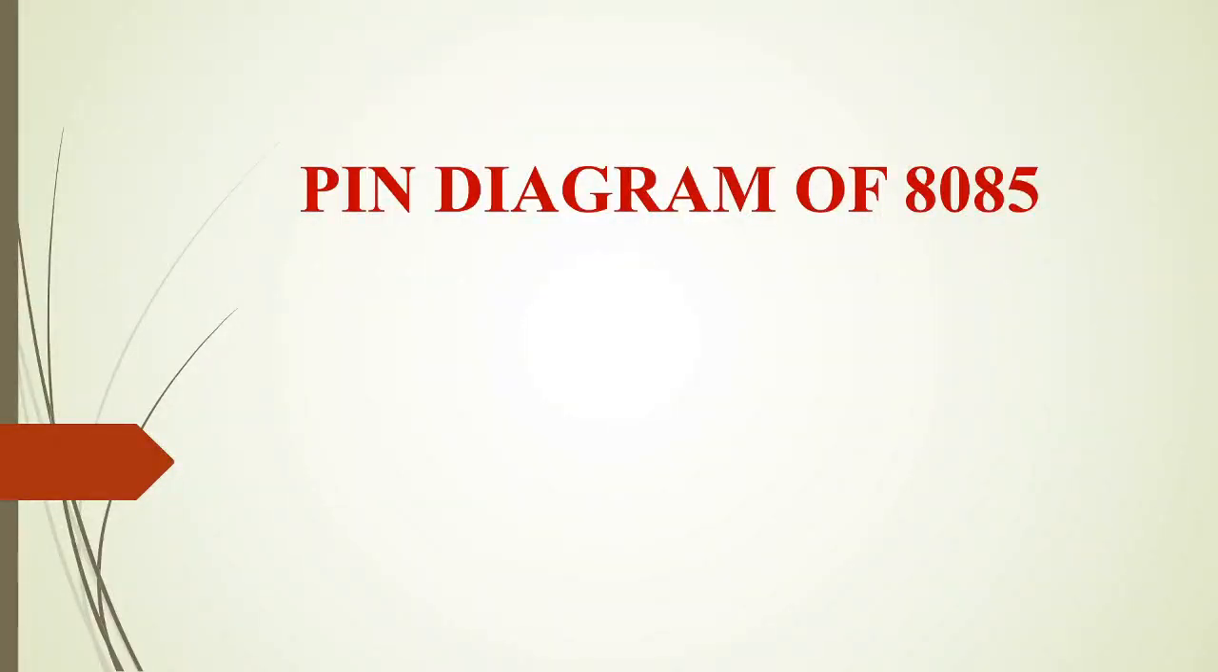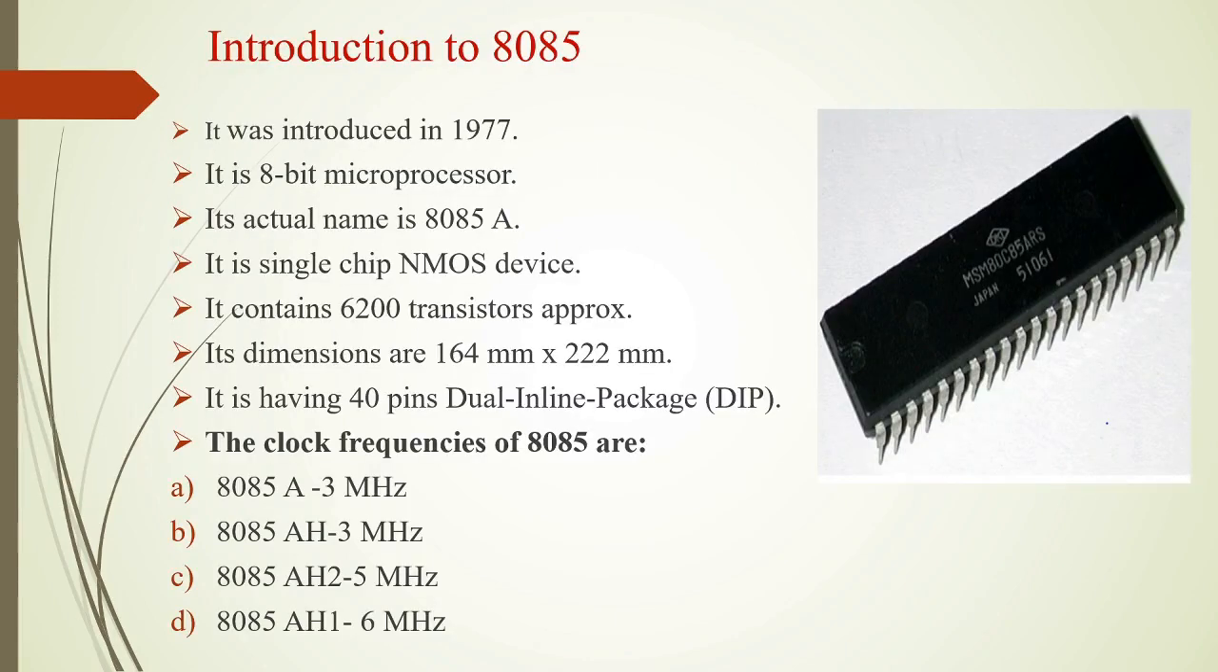Now, today we are going to understand a very important topic, and that is the pin diagram of 8085. Before starting with the pin diagram, let us give a small introduction on 8085. 8085 was introduced in 1977. It is an 8-bit microprocessor, and the real name of this microprocessor is 8085A. It is a single chip NMOS device.